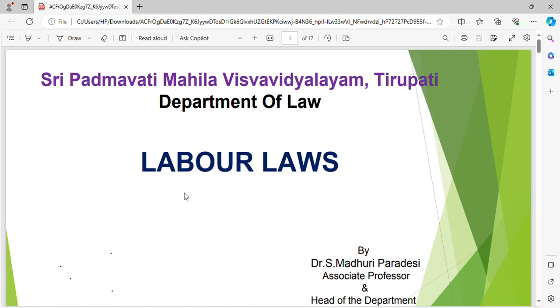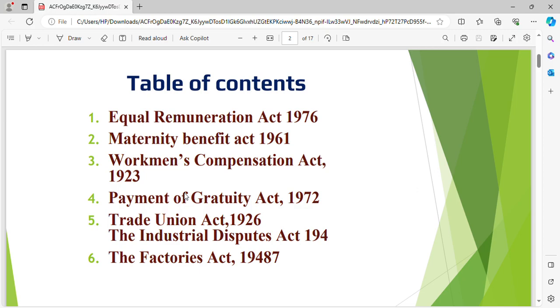Today we are going to look at labor laws. Overview on labor laws we can have it. The table of contents we can see: Equal Remuneration Act 1976, Maternity Benefit Act, Workmen's Compensation Act 1923, Payment of Gratuity Act 1972, Trade Union Act 1926, and Industrial Dispute Act 1947, and at the same time Factories Act 1948.